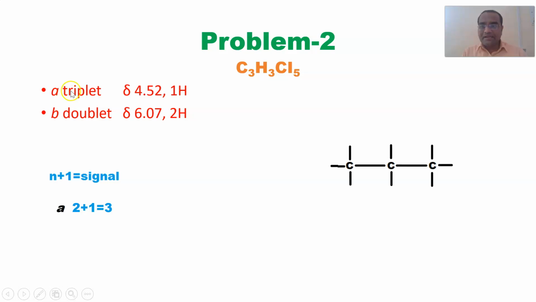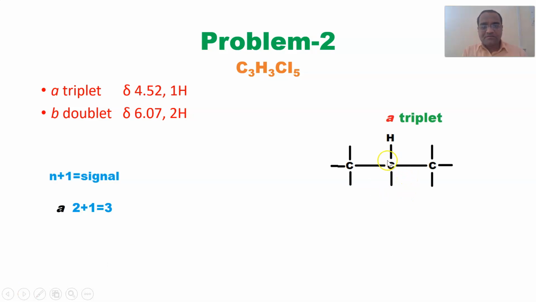See, for the signal A, a triplet means that the adjacent carbon atom has 2 hydrogens, and 1 is given in the formula, and now the signal becomes a triplet. Now we'll try to place the hydrogen. This triplet has only 1 hydrogen, so we will place only 1 hydrogen. So let us place 1 hydrogen.